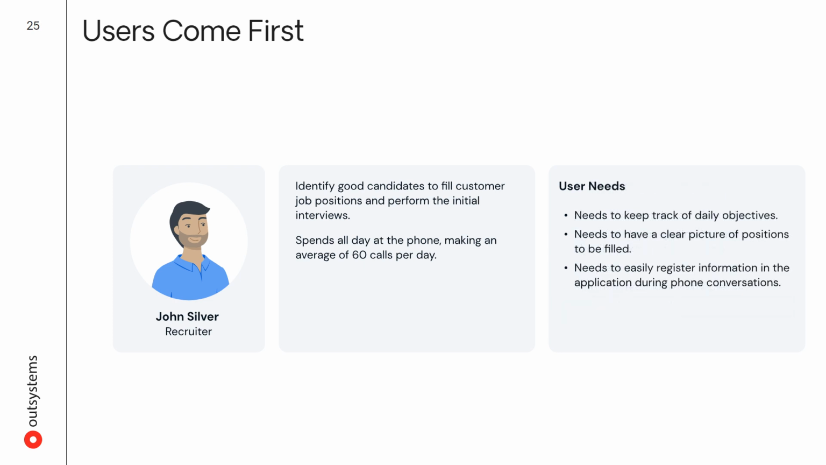Next, we define what are the user needs. User needs are short, high-level descriptions of what the user will require to fulfill his role. In this example, we can see that John needs to keep track of daily objectives, have a clear picture of positions to be filled, and easily register information in the application during phone conversations.